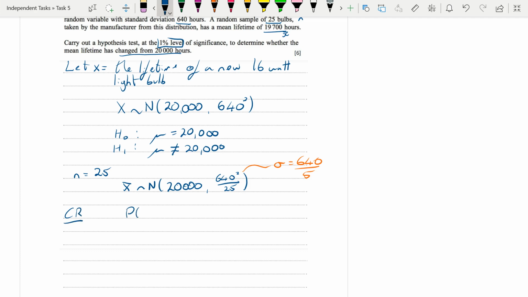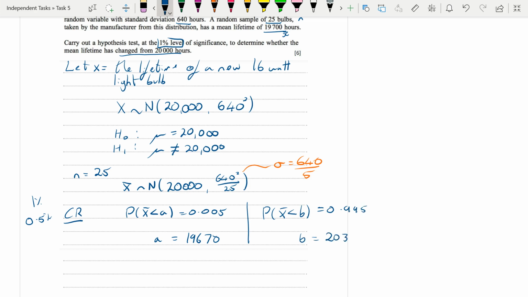So the first one is the probability that x bar is less than a. I'm going to halve my significance level. So I'm talking about 1%. Okay, so if I halve that, because I'm a two-tailed test, I'm looking at 0.5% either side. So 0.005. Okay, I've got my distribution. I'm going to use that to help me find a, 19670. Okay, I'm going to do something very similar for the top end. This one though is going to be 0.995, so one take away it. Okay, so my b comes out as 20330.